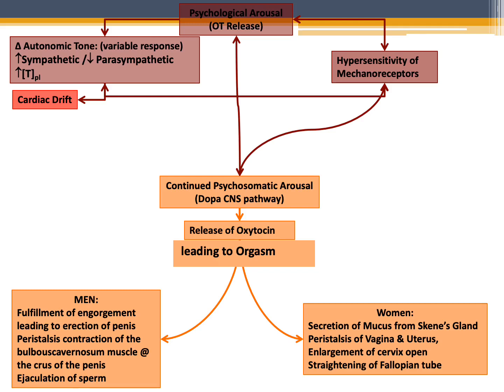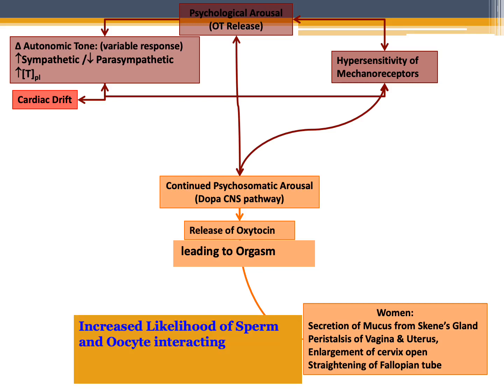All the changes that we see on the female side of the orgasm response here is all done to increase the likelihood of interaction between the sperm and the oocyte.